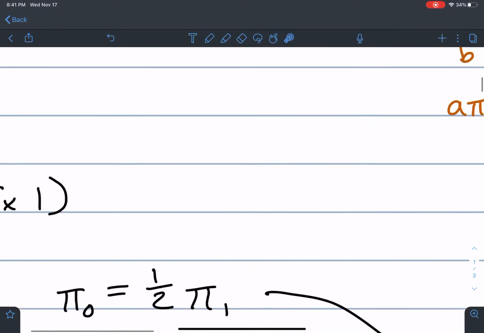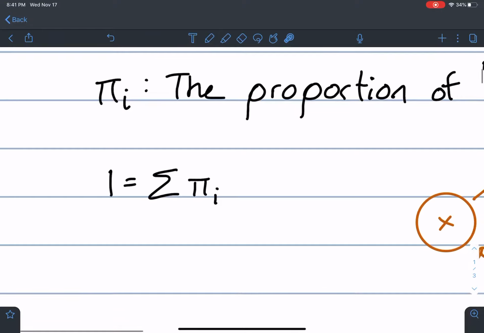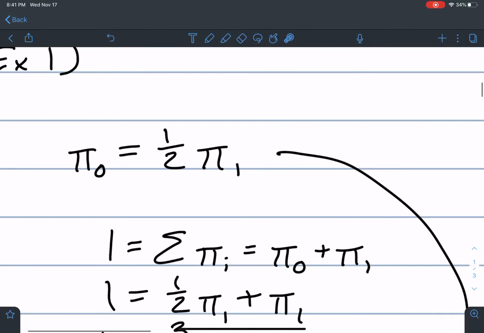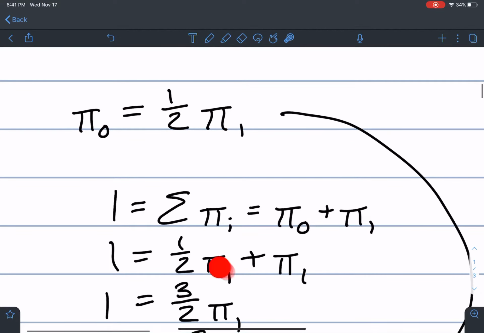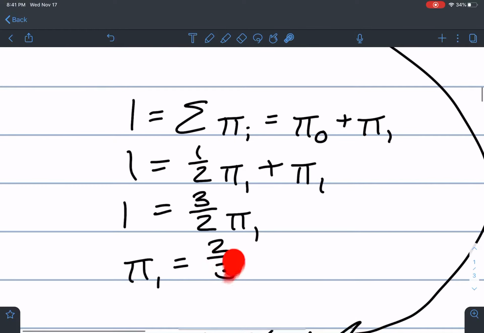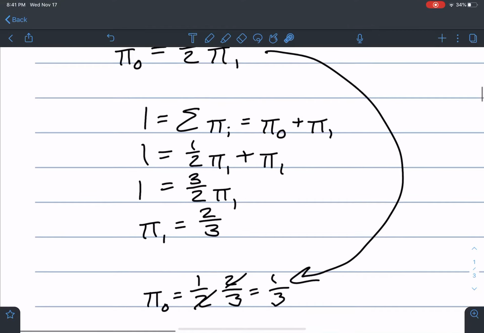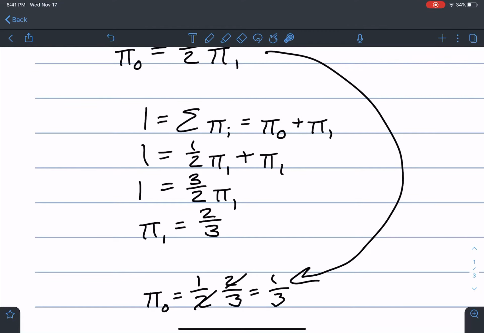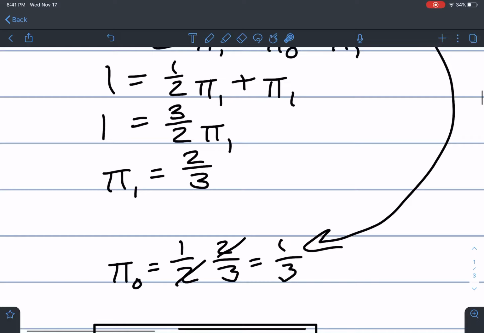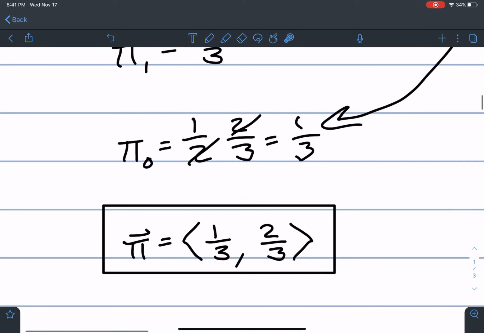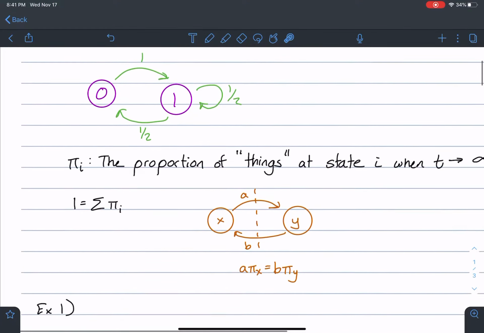From there, we can go back to this equation. The sum of all the pi's has to equal 1. We write out pi 0 plus pi 1, but we know what pi 0 is, so we can just plug that in, and now we only have pi 1. We can now solve for it, and we get 2/3. Plugging it back into this equation, we get pi 0 is equal to 1/3, which makes sense. 2/3 plus 1/3 is 1. So we have our pi vector, which is 1/3, 2/3. That would be enough to answer this question.